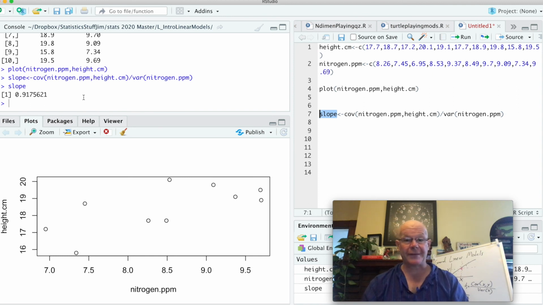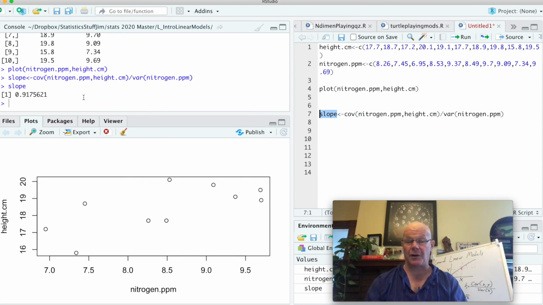And so what that's telling me is that right now, based upon our slope estimate, since it's rise over run, every time I increase the amount of nitrogen by 1 part per million, I would expect to increase the height of the plant by 0.917 centimeters. And that is what that slope is telling me.